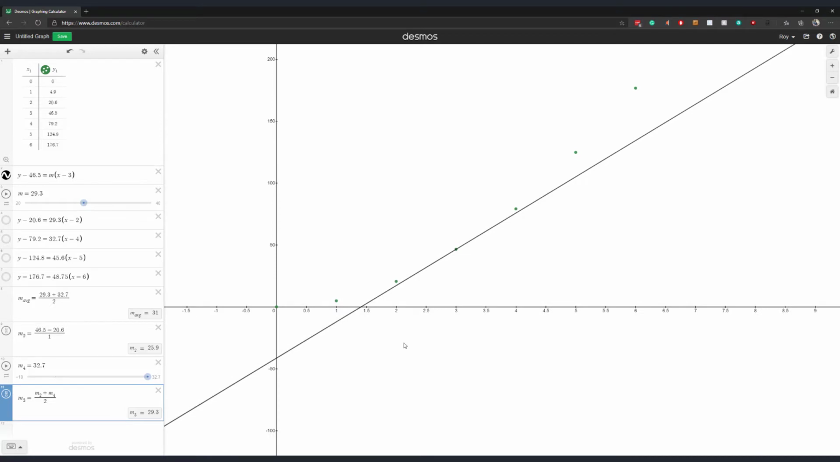All right, so that's what I would say is the best way, or one of the ways, I should say, of approximating the instantaneous velocity or the instantaneous rate of change given discrete data. Just find the average rates of change for neighboring points and then average those averages.